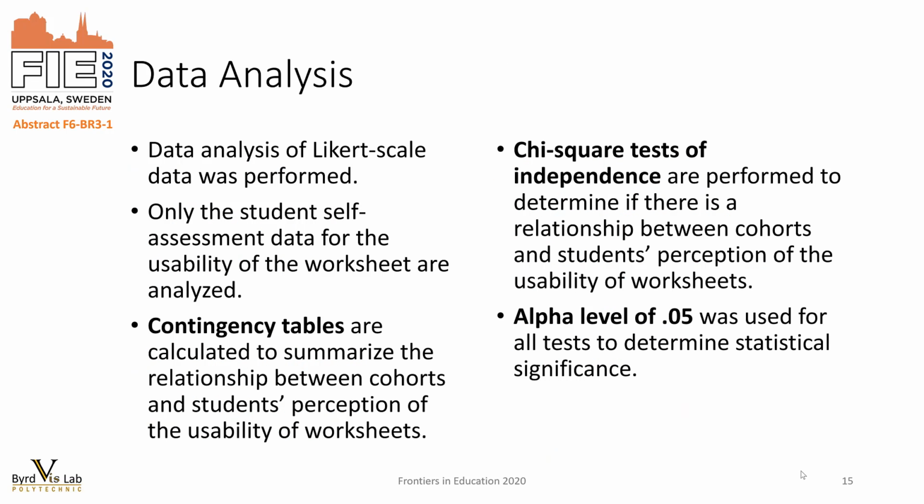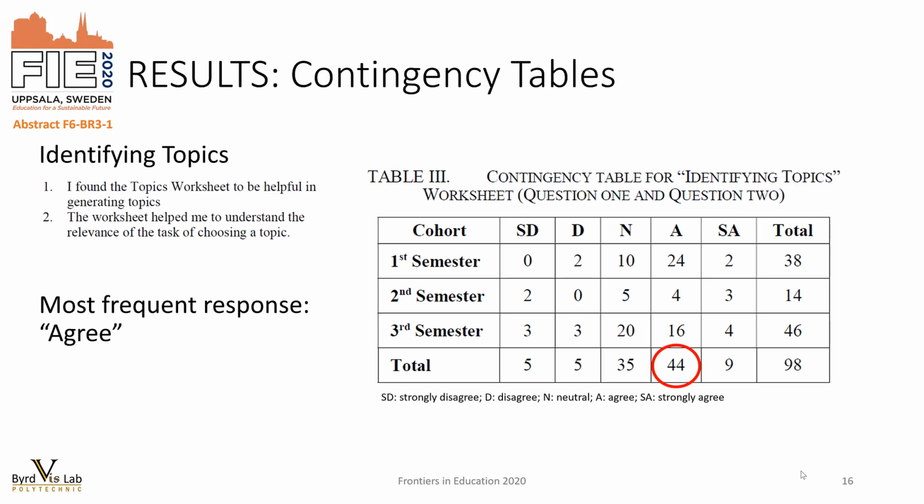Data analysis of Likert scale data was performed. Only the student self-assessment data for the usability of the worksheet are analyzed. Contingency tables are calculated to summarize the relationship between cohorts and students' perception of the usability of worksheets. Chi-squared tests of independence are performed to determine if there is a relationship between cohorts and students' perception of the usability of worksheets. Table 3 shows the contingency table for the identifying topics worksheet for questions 1 and 2.